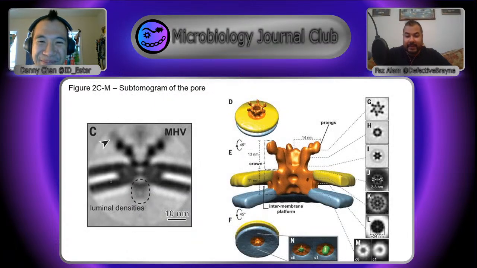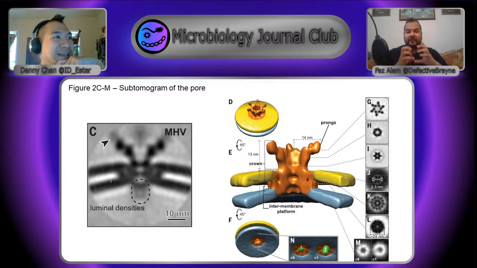And then figure 2C and M. I'll start off with C, because I think I did make a quick GIF for figure 2D. But it focuses in on that pore and looking at those weird structures around it. And I think this is an averaged view now.